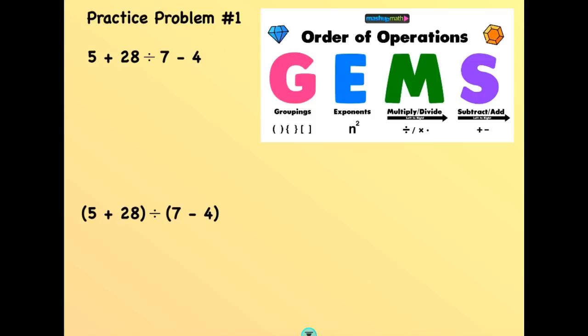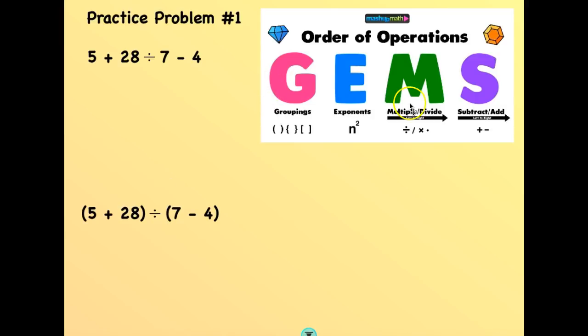All right, so let's move on to some practice problems. So I have a couple of practice problems here to go off of first. But I want you to notice, first of all, that I pretty much have the same numerical expression here, but the difference is that I added in parentheses down here, and I want you to see if that makes a difference when we're solving this problem.